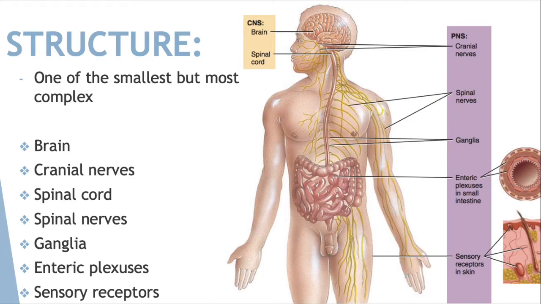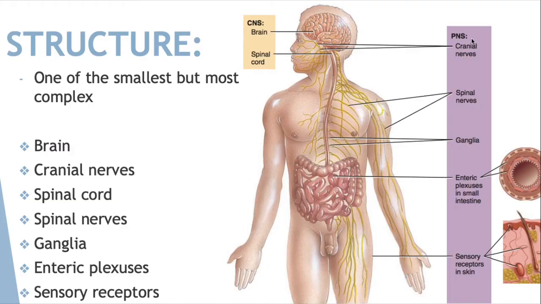Okay. Now, the structure of the nervous system is divided into two. We have the CNS, this one, and we have the PNS. Okay. Your central nervous system has only two components. We have the brain and the spinal cord. Well, the PNS, we have several.